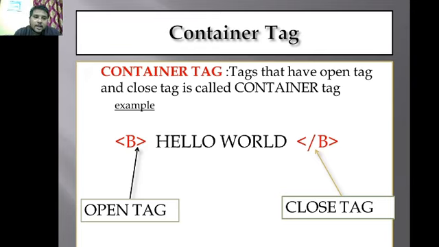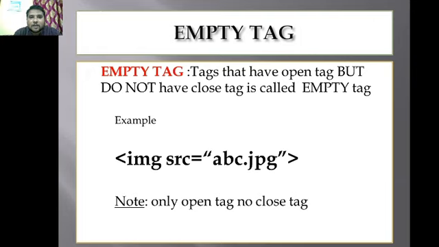Then we have empty tags. Empty tags are tags that have open tags but do not have a closing tag. So look at this tag: img src equal to abc.jpg. Note this image tag has an open tag but does not have a closing tag. We don't have a slash img tag.